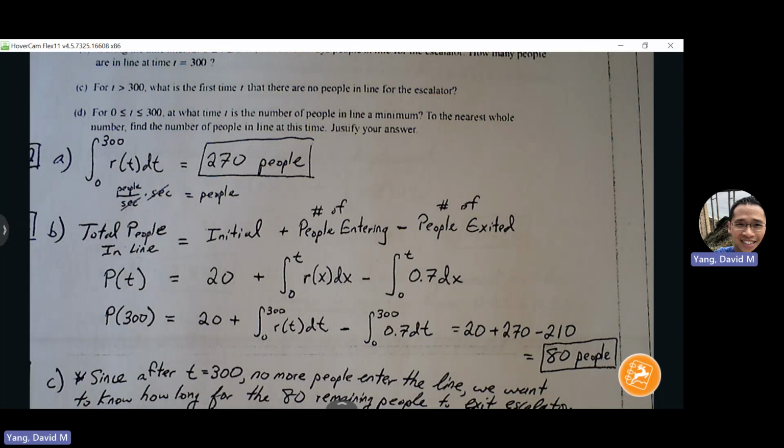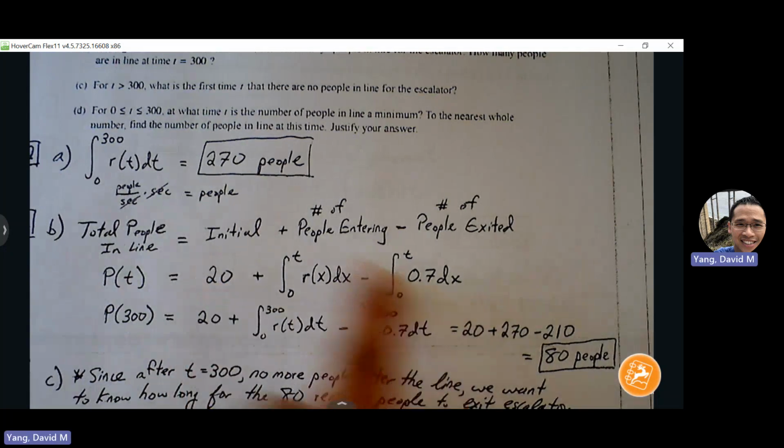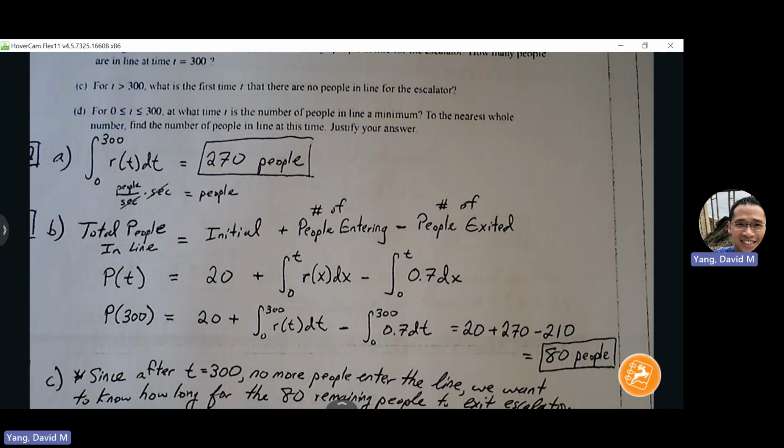Then initial is the number of people at time t equals 0. So here's the formula that will get us the number of people at any moment in time. I built my equation first, and then I used the equation to help me find 300. So at 300 seconds, how many people are in line? I got 20 plus 270, but then 210 people have exited. So there's 80 people. For part B.